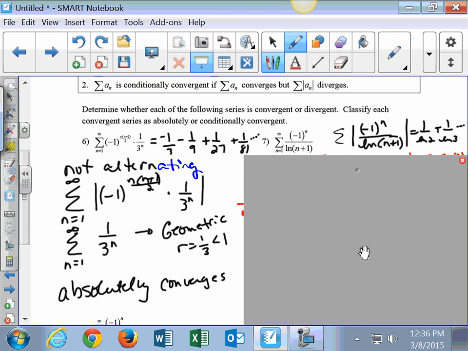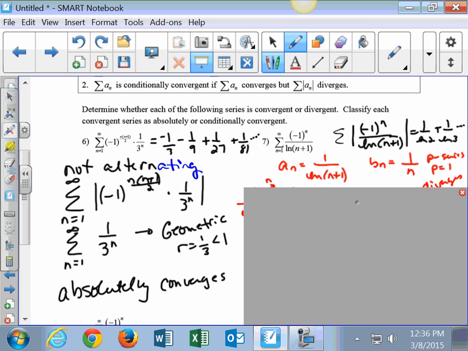Okay, so here we go, finishing up number 7. What I would do first of all is do my absolute value, and I see that this series is going to be like 1 over the natural log of 2 plus 1 over the natural log of 3 plus 1 over the natural log of 4 and so forth. So I'm going to do a direct comparison test and compare that to 1 over n. So I have a sub n to be 1 over the natural log of n plus 1. My b sub n is going to be 1 over n. Now keep in mind that 1 over n is a p-series where p is equal to 1. More specifically, it's called harmonic, and that is going to diverge.